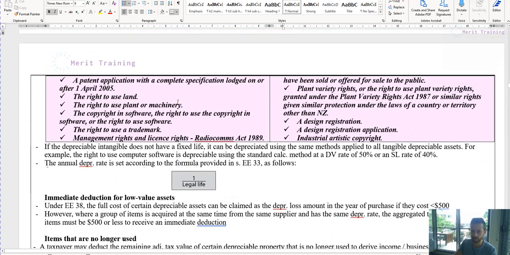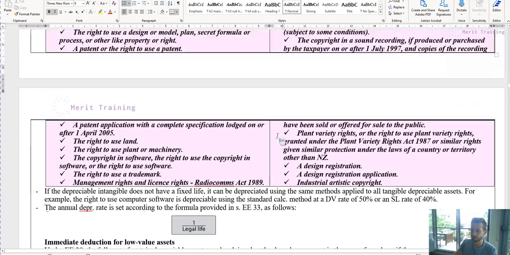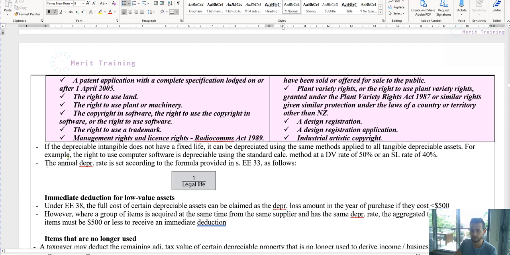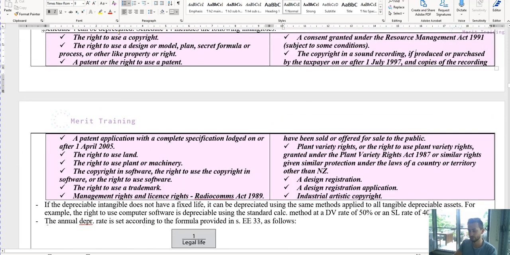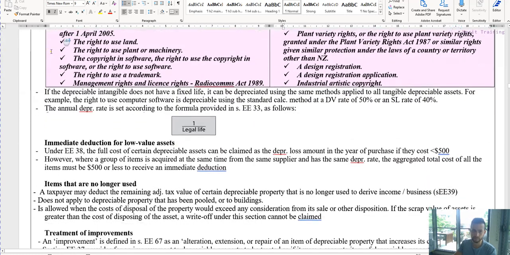So fairly specific intangible assets. So just make sure in the question that you check it is actually on the list, so you don't go down on a random tangent of intangibles and start depreciating goodwill when you can't actually do that.